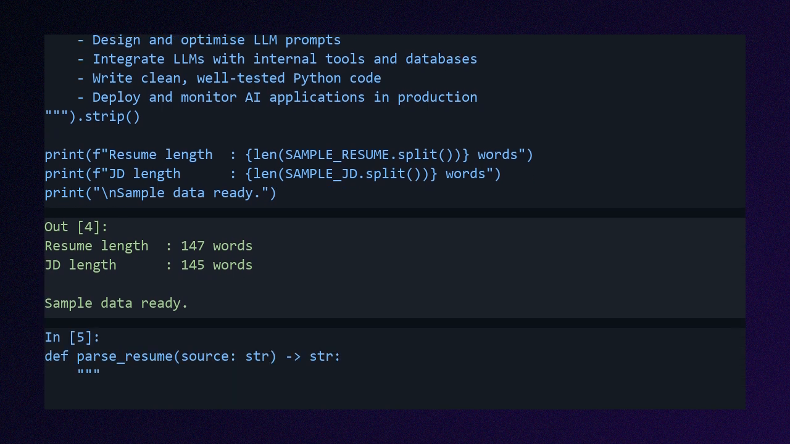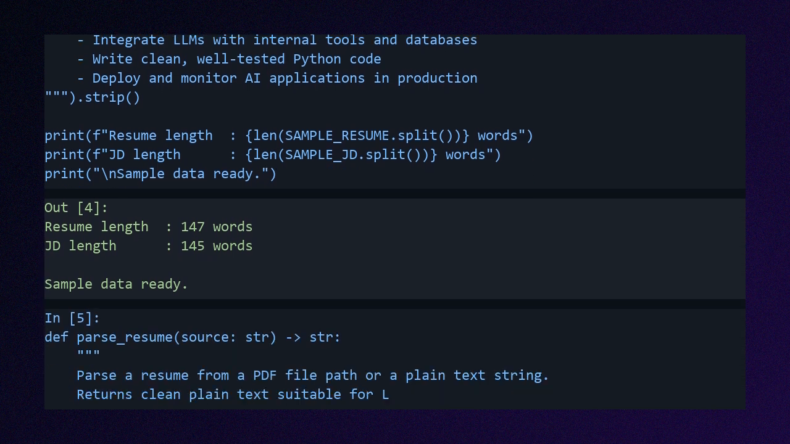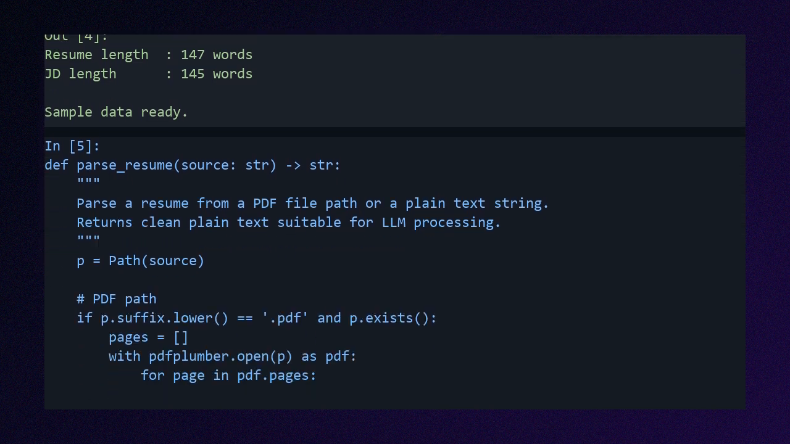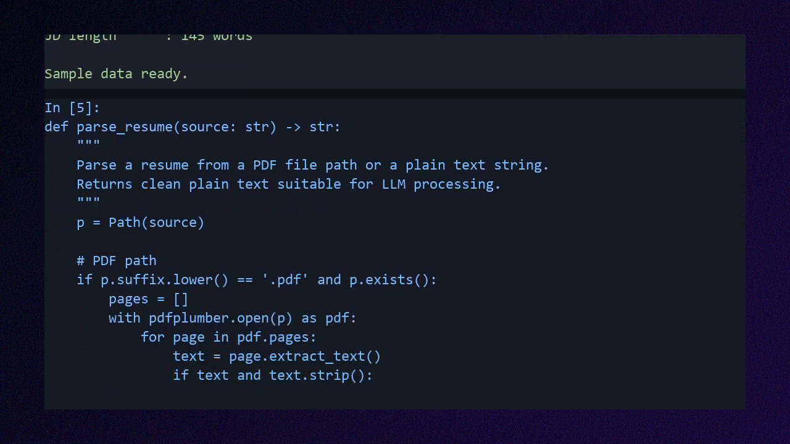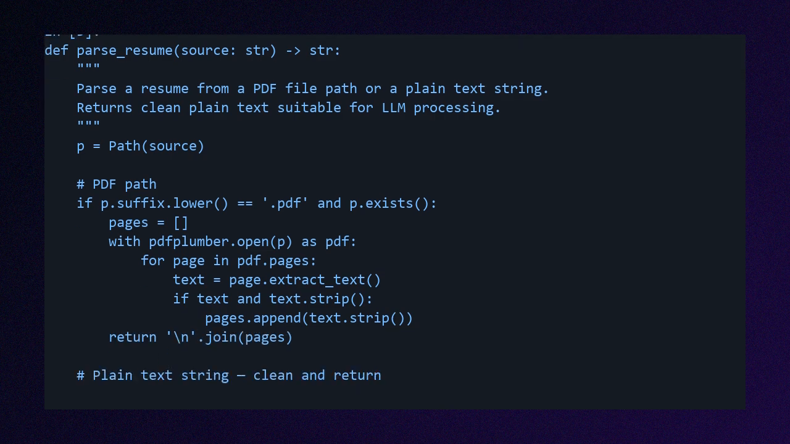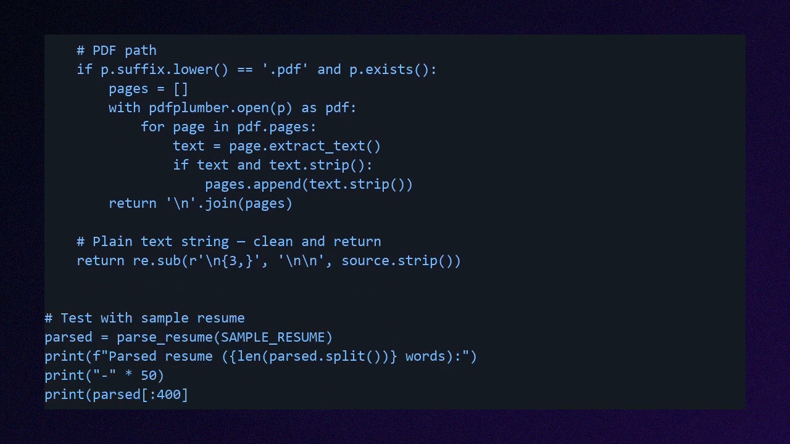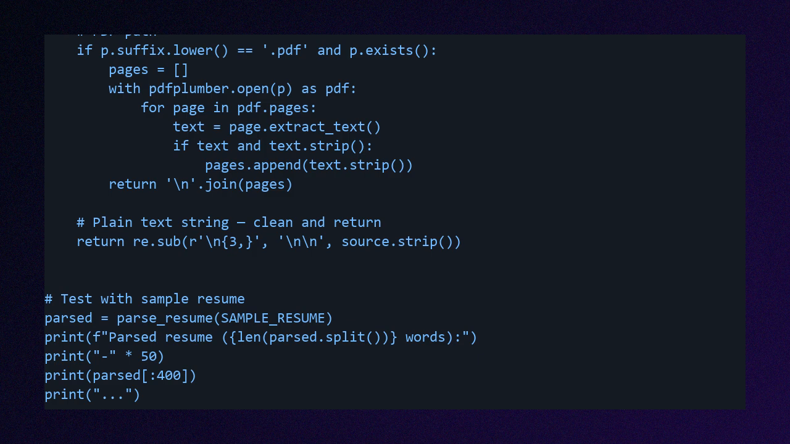The parse resume function. It takes either a file path or a raw string. If it is a path that exists, it opens the PDF and extracts text page by page. We filter out empty pages, some PDFs have blank separator pages. Then we join everything with a new line and strip excess whitespace. If it is already a string, we just clean the whitespace and return it. The output is always the same shape, a clean plain text string. Everything downstream works on that string regardless of where it came from.